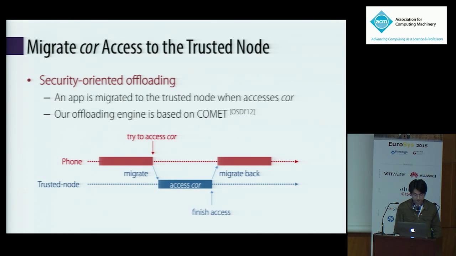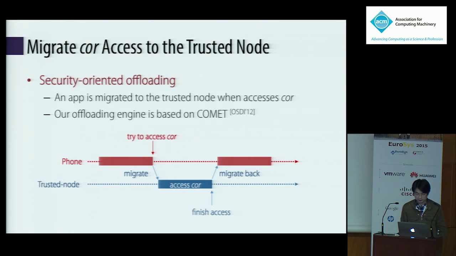The basic idea is to adopt security-oriented offloading. When an application running on the phone needs to access the core, it will be migrated entirely to the trusted node to access the core. After that, it will be migrated back to the phone.